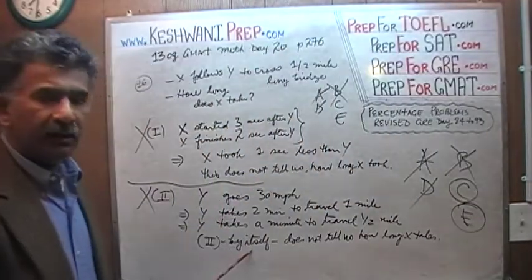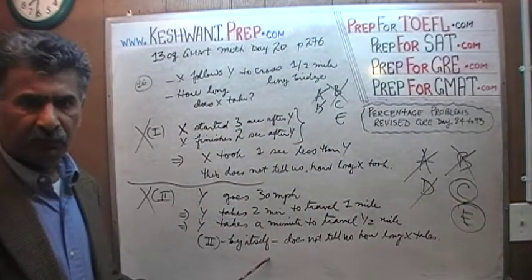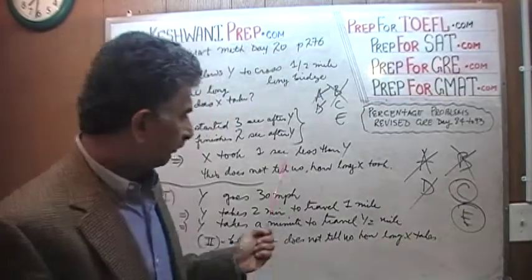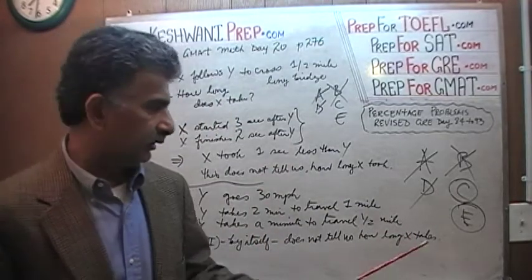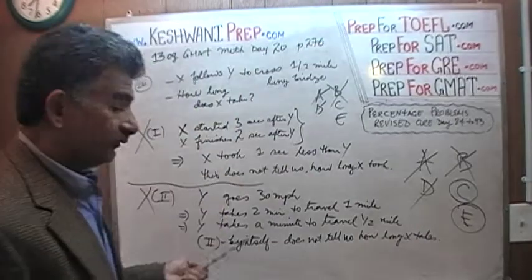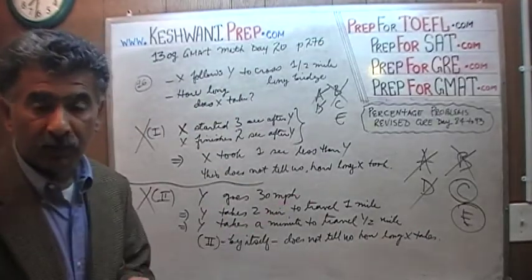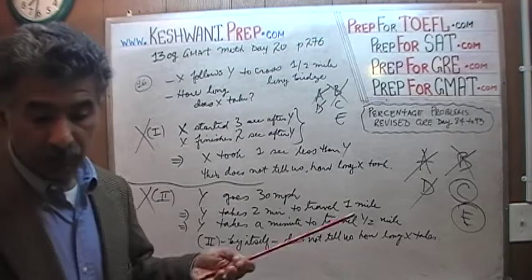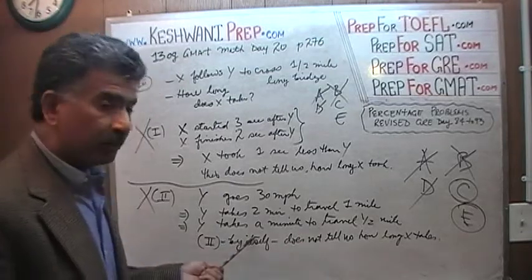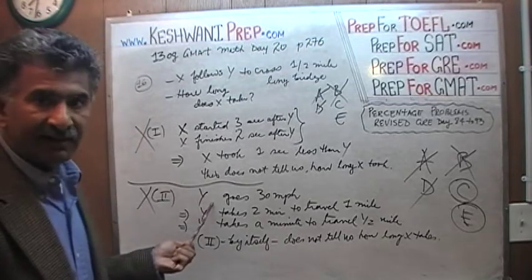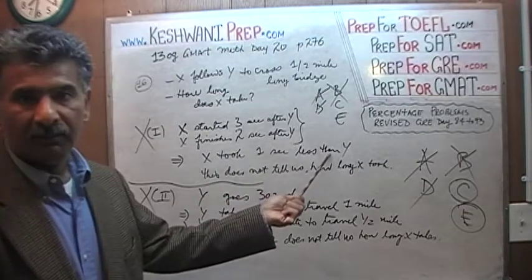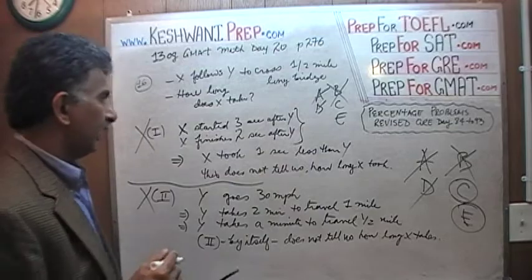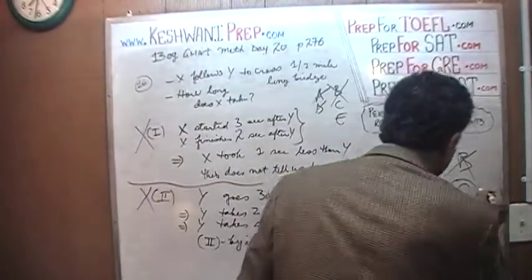We're going to put them together. If putting the two statements together is enough to answer the question, the answer is going to be C. If putting the two statements together is still not enough to answer the question, then the answer is going to be E. Of course, as you can see here clearly, putting the two statements together will do the job, because from the second statement we know that Y is taking exactly a minute, and from the first statement we know that X is taking 1 second less than Y.